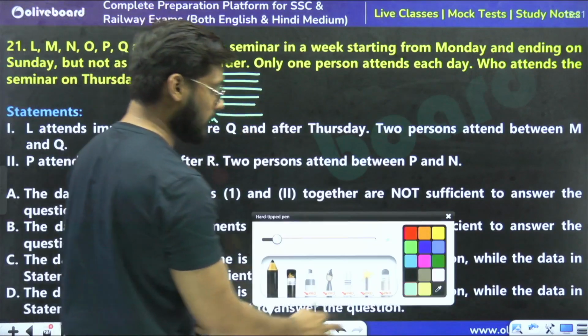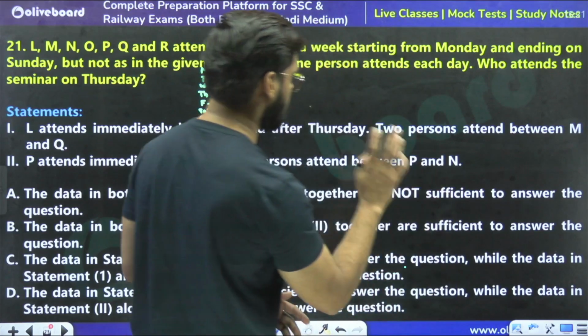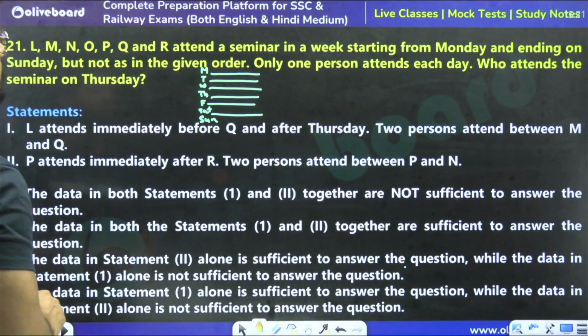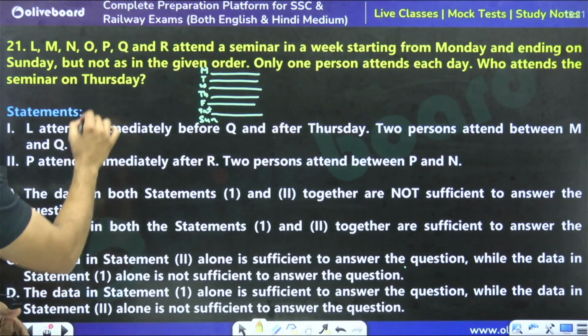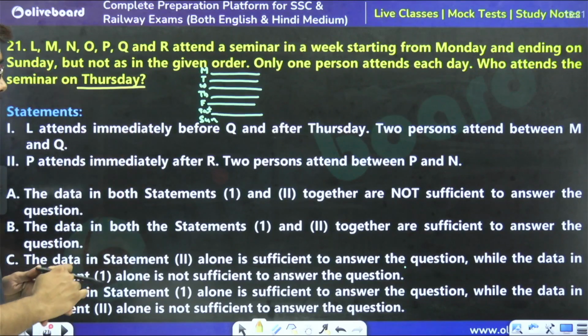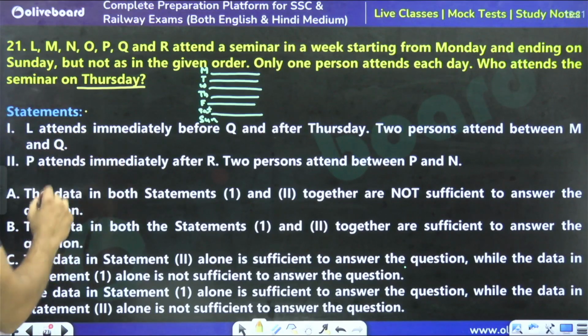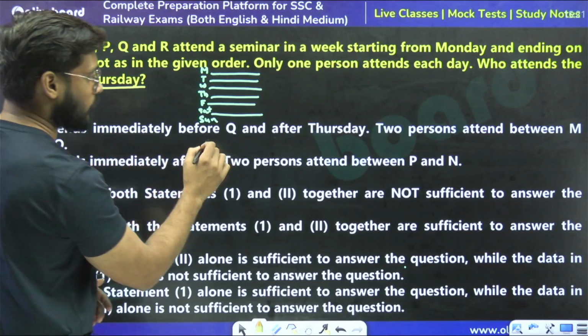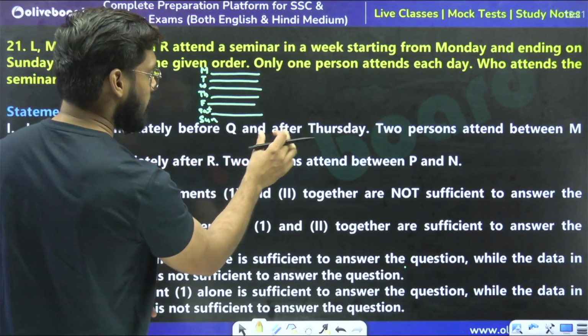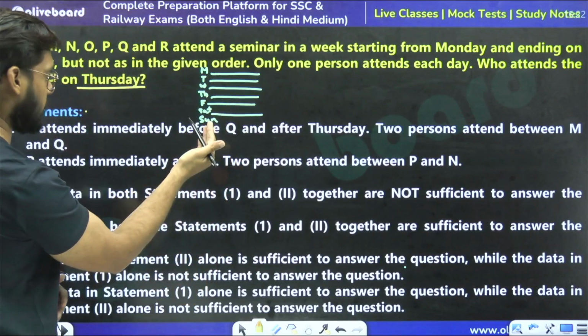Now let's see what is asked in the question. Who attends the seminar on Thursday? We need to find the person who is attending the seminar on Thursday. With the help of statement number 1, can we find this? L attends immediately before Q and after Thursday.